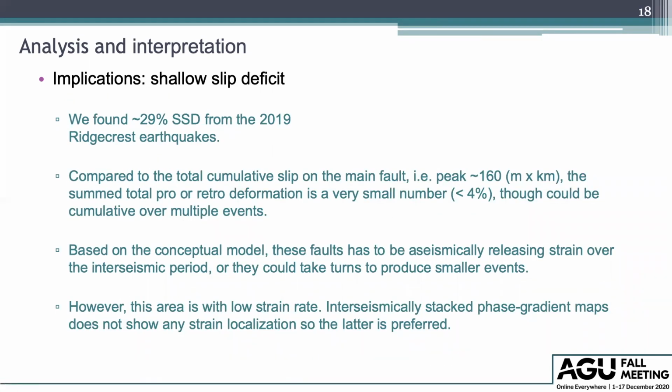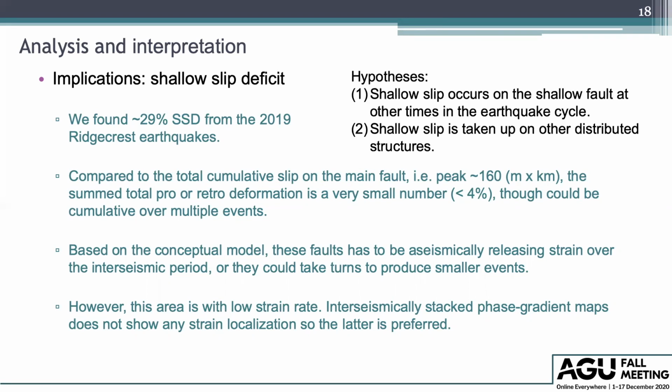The final implication I'd like to get into is the shallow slip deficit. Normally, there are two hypotheses to help explain this shallow slip deficit. First is shallow slip occurs on the shallow part of the fault at other times in the earthquake cycle. Second is shallow slip is taken up on other distributed structures. What we observed here is a direct support to hypothesis 2. But of course, finding evidence for one does not deny the existence of the other.